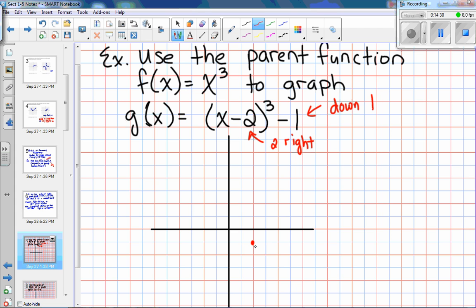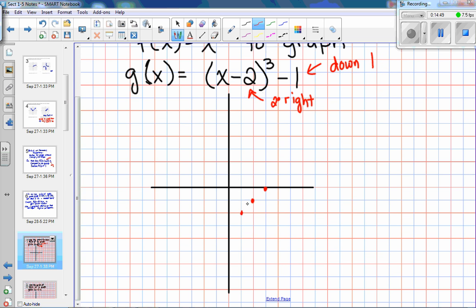Now I'm going to use my parent graph. Remember, it was from my point of inflection, from my locator point. It was over 1, up 1, and it was over 2, up 8. And then from that point going the other direction, over 1, down 1, over 2, down 8. And then you can draw in your graph.